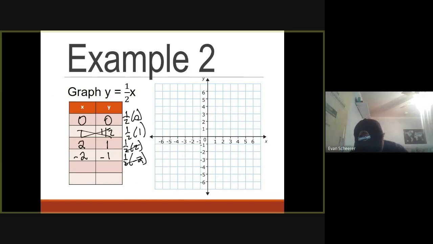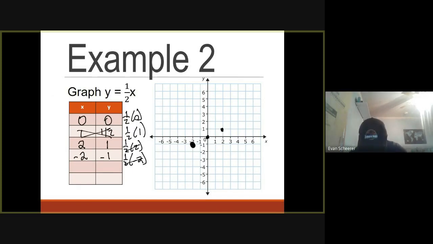So I can plot my points of 0, 0, 2, 1. Here, let's make it a little bit thicker. 2, 1, and then -2, -1. Right? So now we're going to have those 3 ordered pairs, and let's see. Well, that's not -2, -1. That's -2, -2. Right? So we need -2, -1, if it's going to allow me to write it. There we go. Now notice we have a straight line.